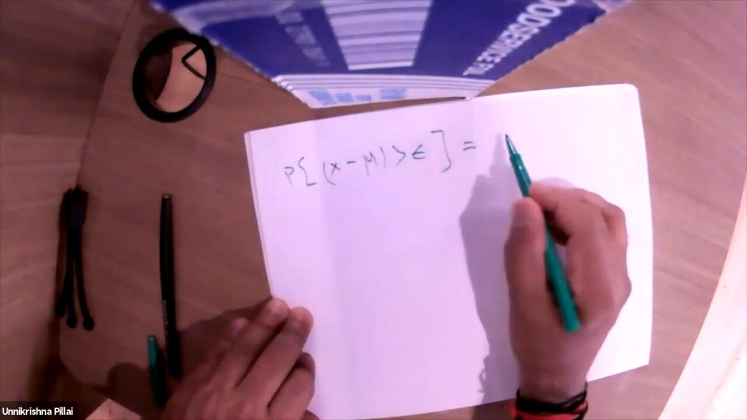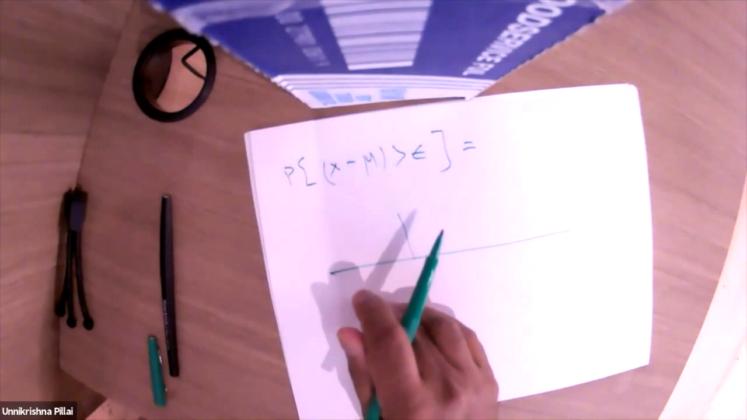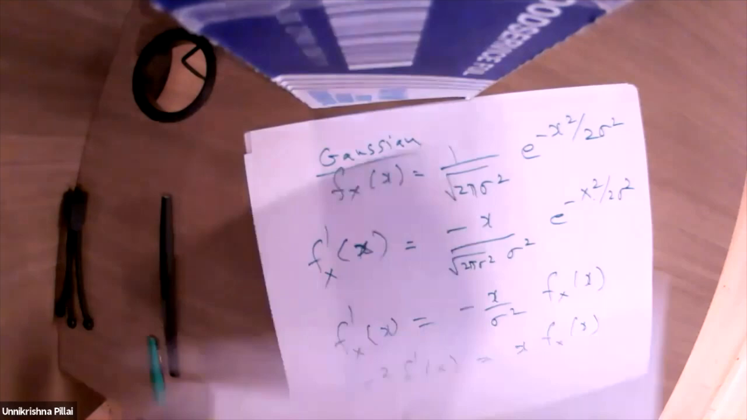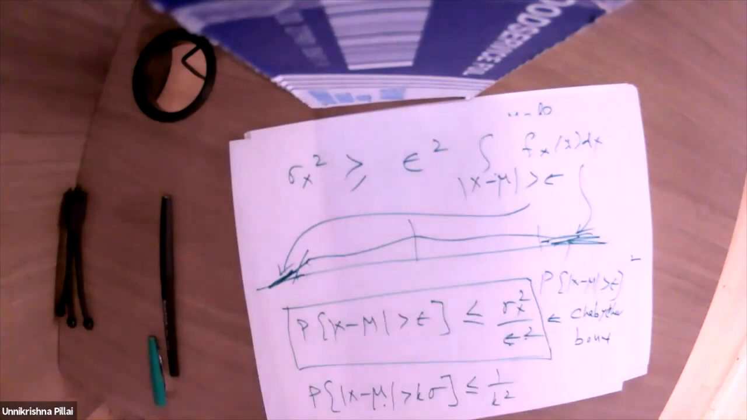So remember, this is for the Gaussian. For the Gaussian, I am deriving a bound. I hope you see that what we have here is a Chebyshev inequality, but the Chebyshev inequality is true for all random variables, any density function. So this has to be a weak bound. Some random variables go very fast, some go slow, and this must be true for all of them. So this has to be a weak bound.